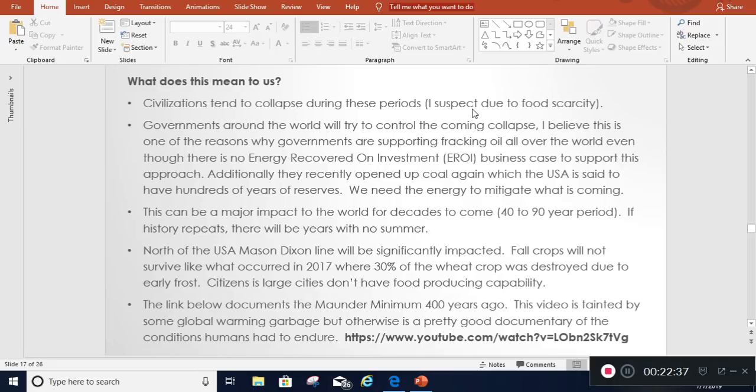If history repeats, there will be years with no summer. North of the Mason-Dixon line will be significantly impacted. Fall crops will not survive, like what occurred in 2017, where 30% of the wheat crop was destroyed due to early frost. Citizens in large cities don't have food producing capability. The link below documents the modern minimum 400 years ago. This video is tainted by some global warming garbage, but otherwise it's a pretty good documentary. And I'll put this in the description so that you can get it.